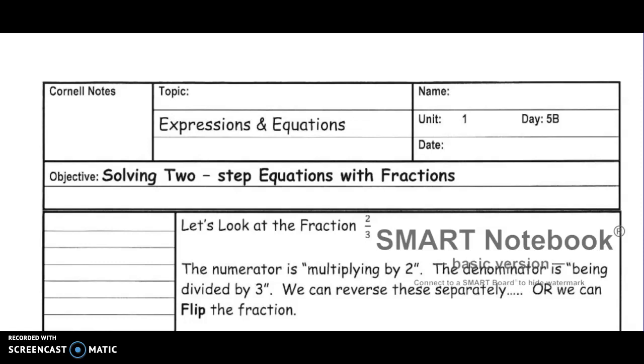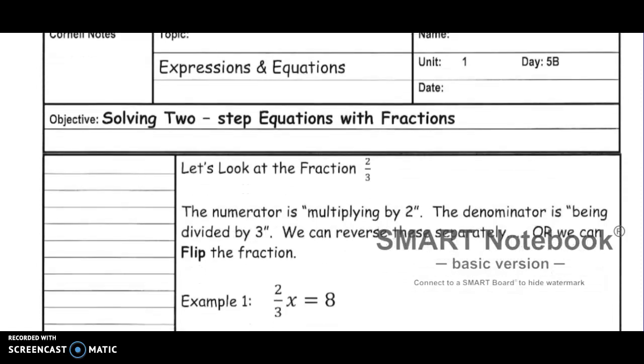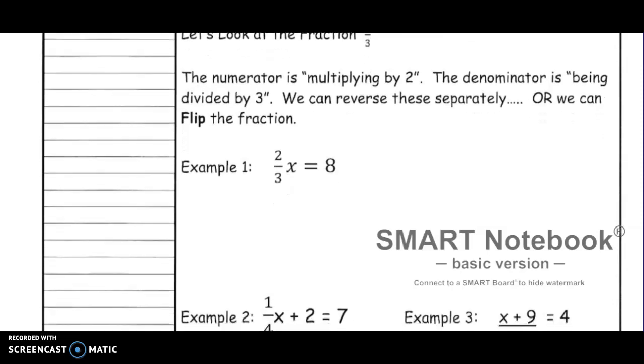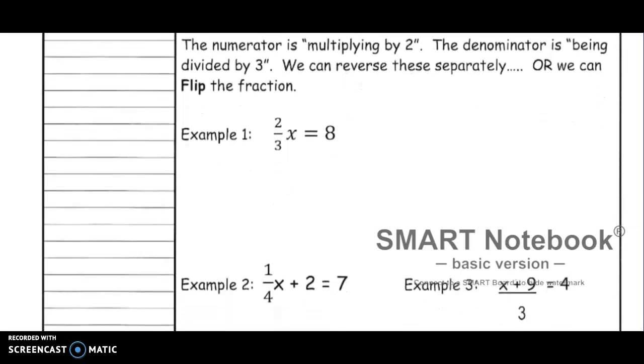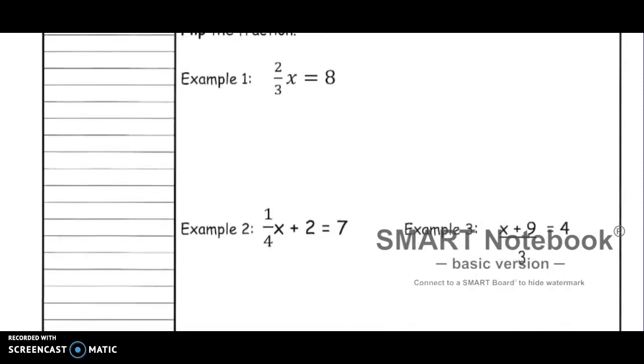This lesson is two-step equations that include fractions. So we're going to go through and use the steps that we've been doing to get our variable terms alone, and then use inverse operations to solve for our variable.